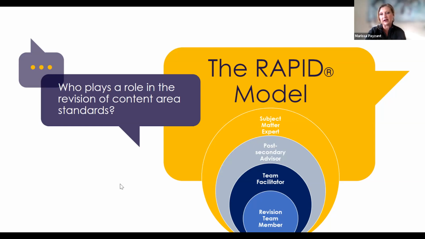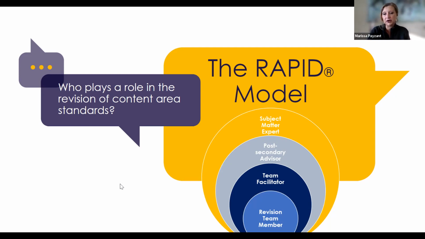We also have post-secondary advisors. Those could be from our institutes of higher education. The subject matter experts, I'll correct myself, are a little bit broader. That could be a national expert, a researcher. Post-secondary advisors are mostly from our local state college and university systems. We did use team facilitators. They coordinated and oversaw the revision team members, or what we sometimes refer to as our writing team members. Those are mostly math educators, classroom teachers, math coaches, things of that nature.